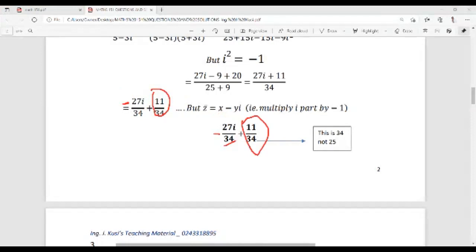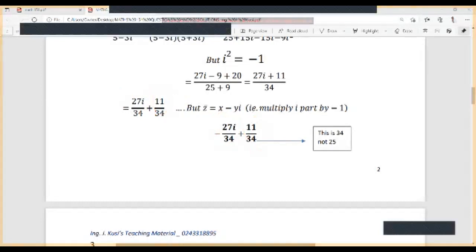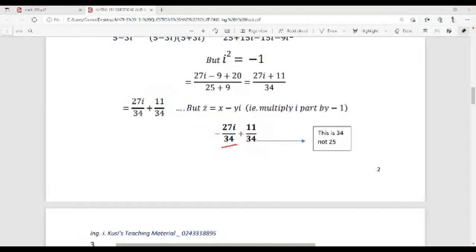So now we have our answer to be minus 27i over 34 plus 11 over 34. Good. So note the 34 carefully. This is 34, but it's not 25. Can you see?